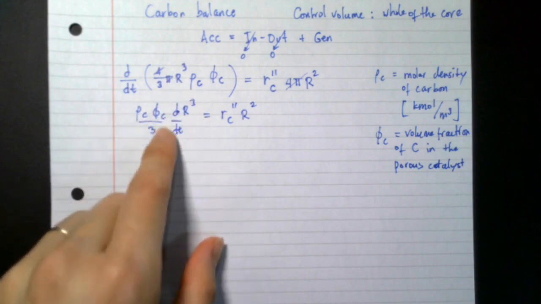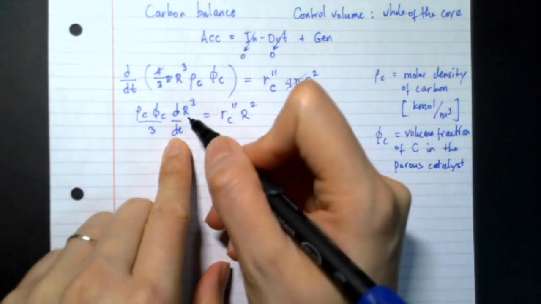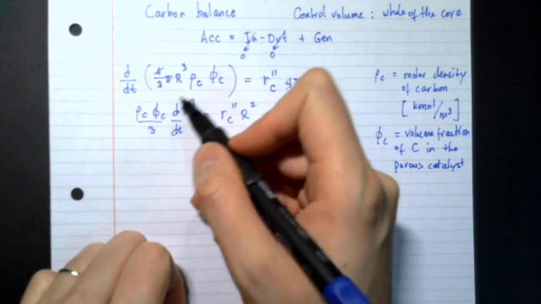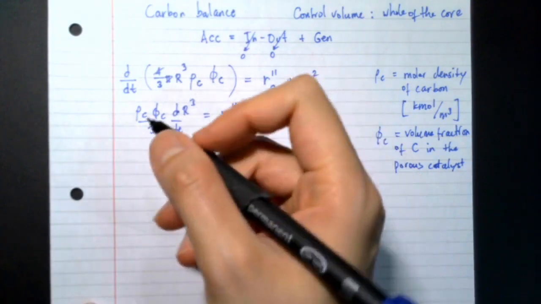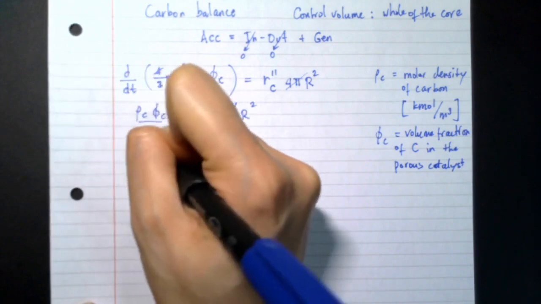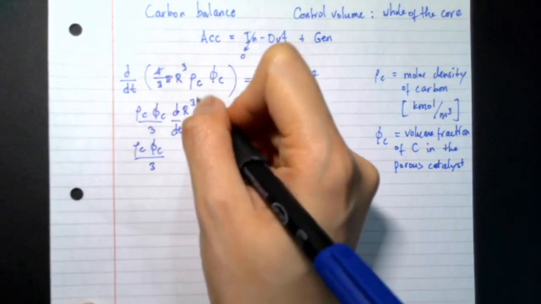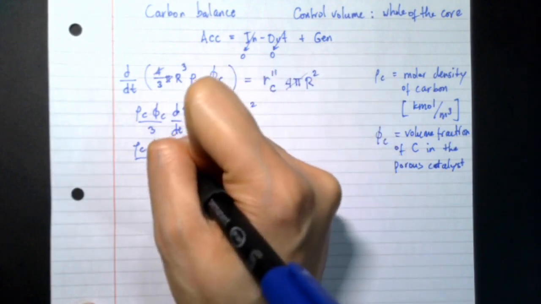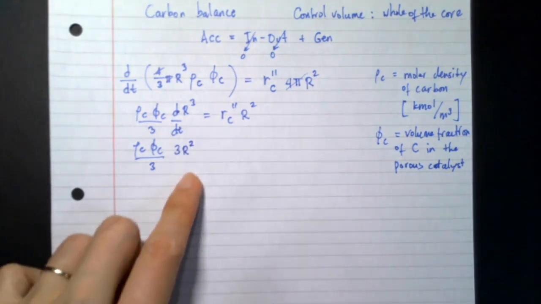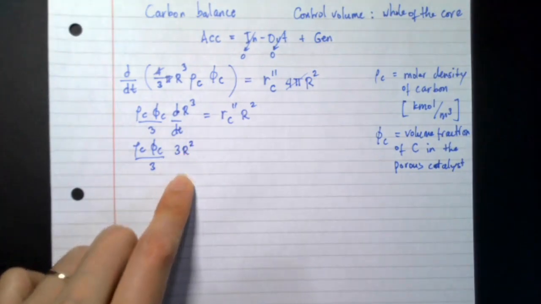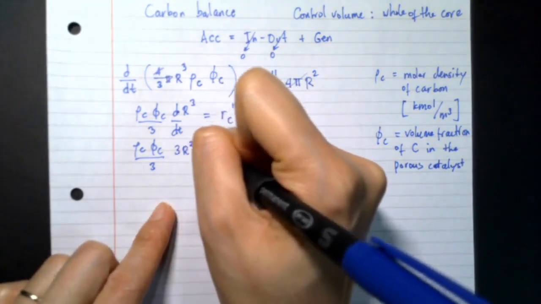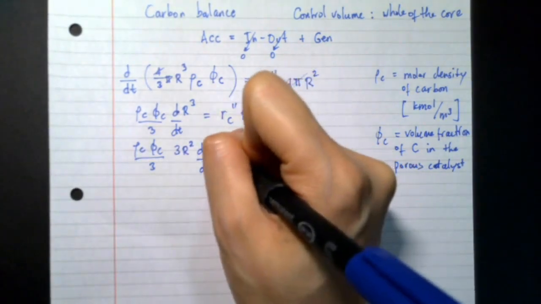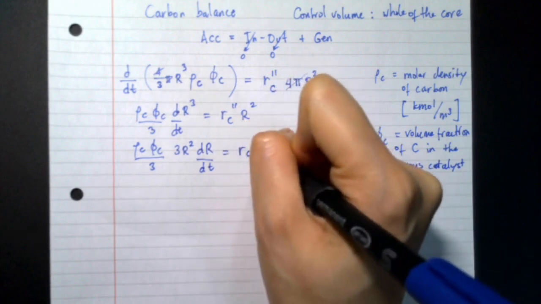So we can evaluate this derivative. Note that capital R is a function of time, so for this term we will have to apply the chain rule. We have rho C phi C over 3. Applying the chain rule here, first take the derivative of R cubed, which will be 3R squared. But capital R is a function of time, so I have to take the derivative of R with respect to time. And this is equal to r_C double prime times R squared.